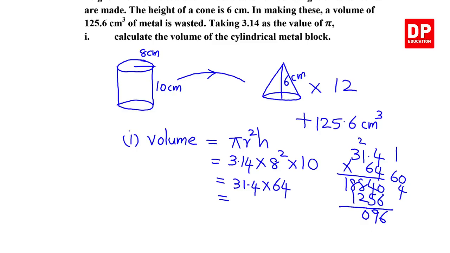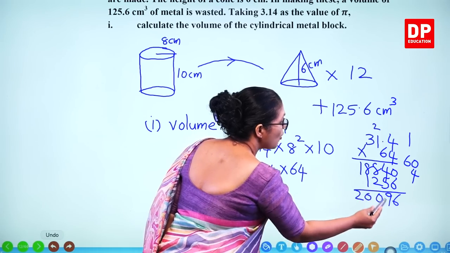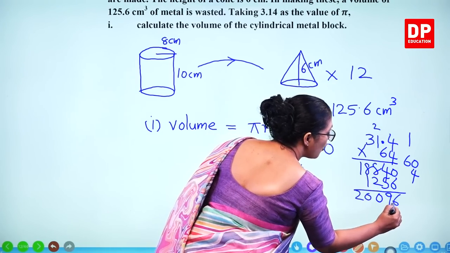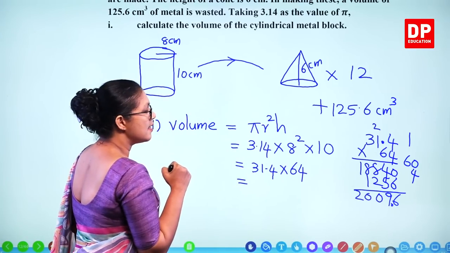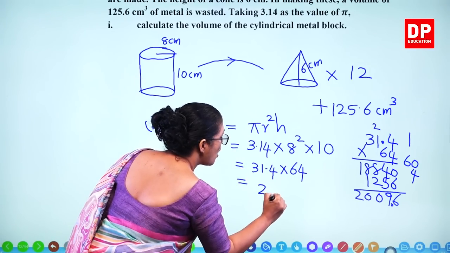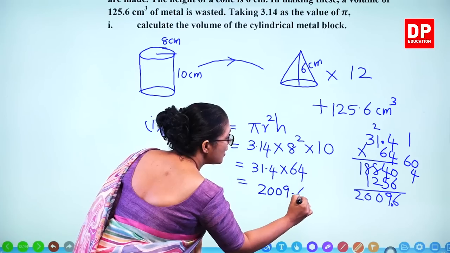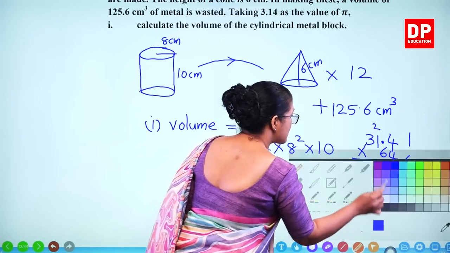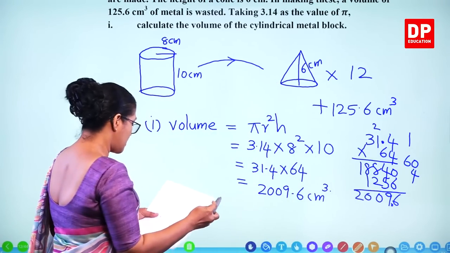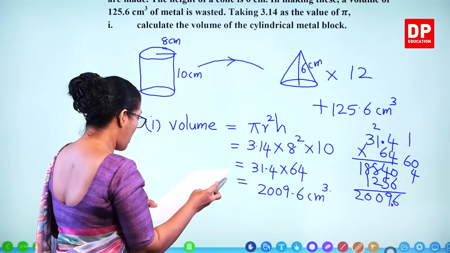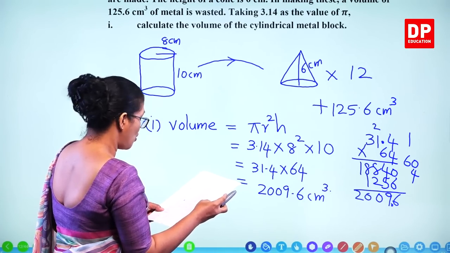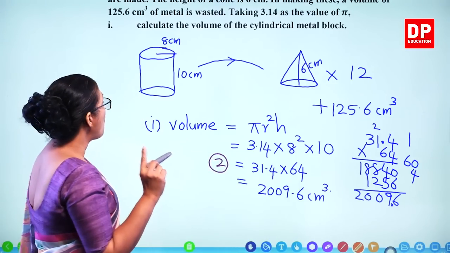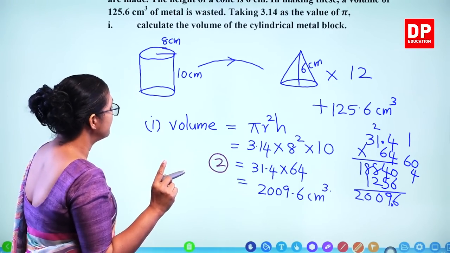9, 10, 10, 2. Now keep the decimal point. So you have to keep one decimal point here. This is the answer. So what's the answer? 2009.6 cubic centimeters. So let's give marks. According to the marking scheme, you are getting 2 marks, 2 marks for finding the volume of the cylinder.